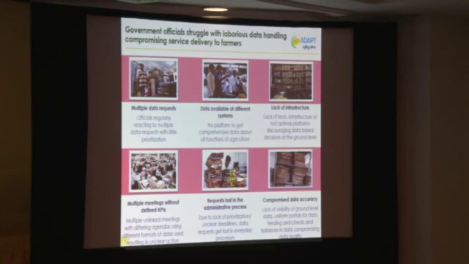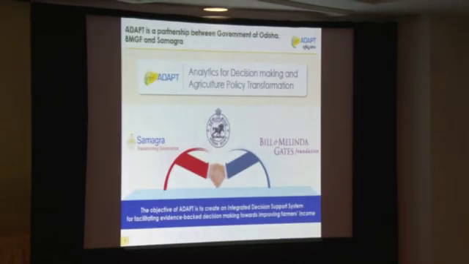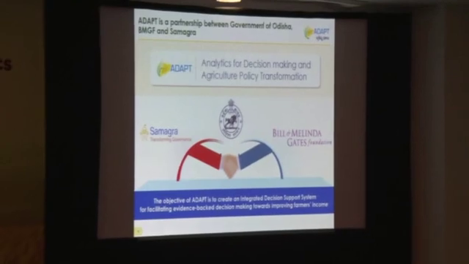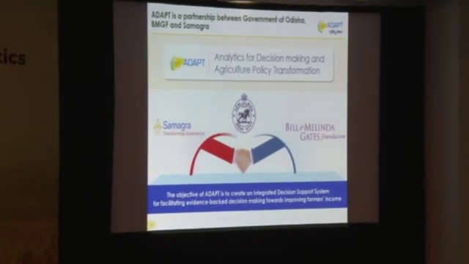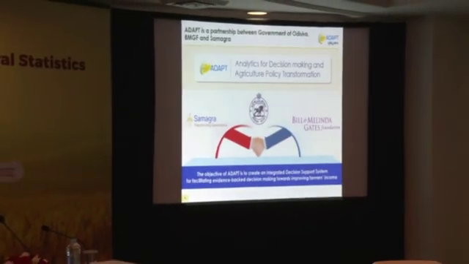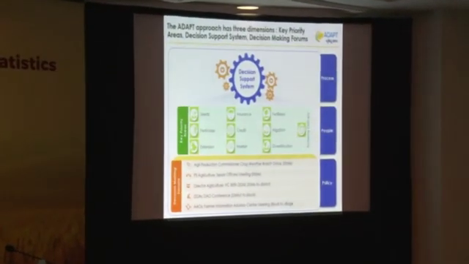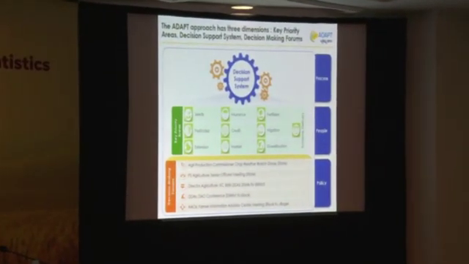So these were the problems from the farmer perspective and from the government perspective. To mitigate that, almost 2 years back, a tripartite agreement was made between Samagra, which is the consulting organization, Government of Odisha, and the Bill and Melinda Gates Foundation, just to see whether evidence-backed decision making can solve these things both for the farmer and for the government official. So this is the framework we came up with, which has been working in Odisha for the last 2 years.